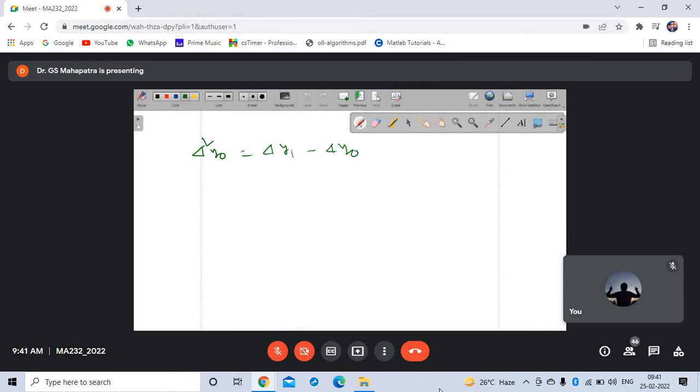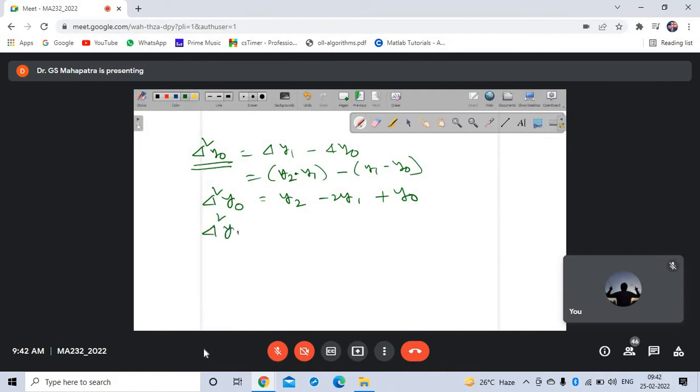Now if we expand it, what is this one? Del of y0, y1. Am I correct? So ultimately del 2 y0 is this one. Fine. Now you just tell me what will be the answer of this one. Till now we are discussing second order differences only. So del 2 y1, what will be the answer?